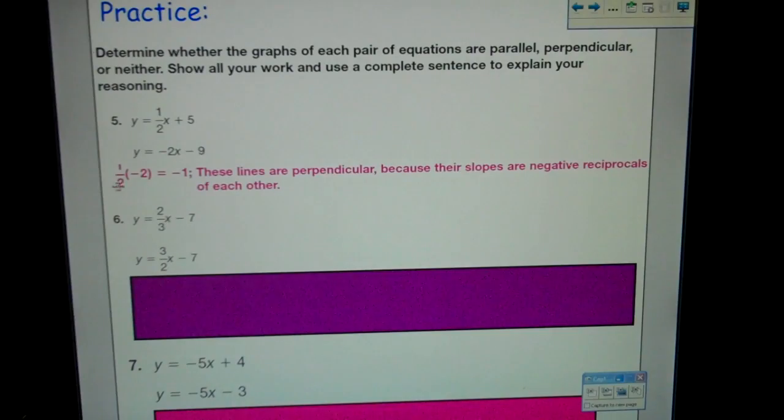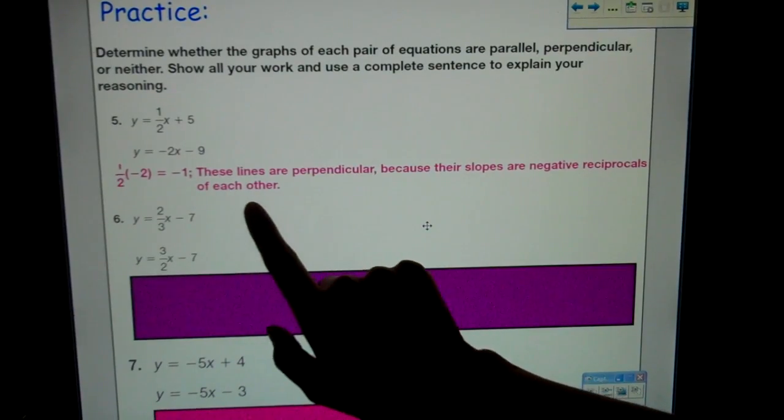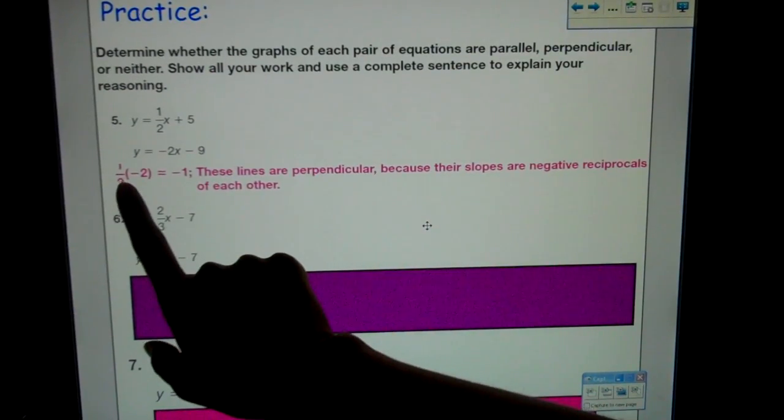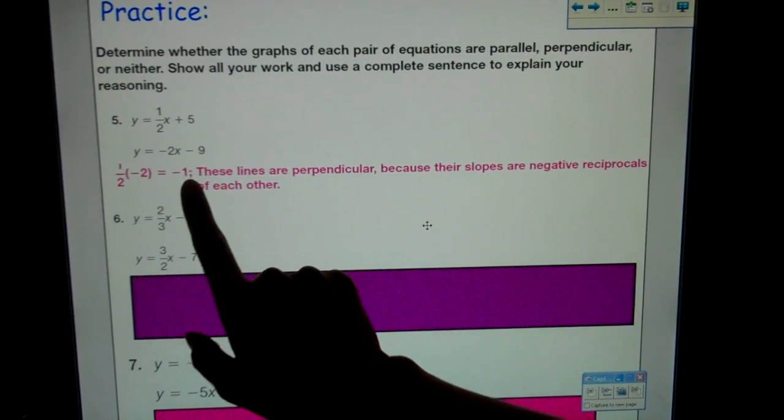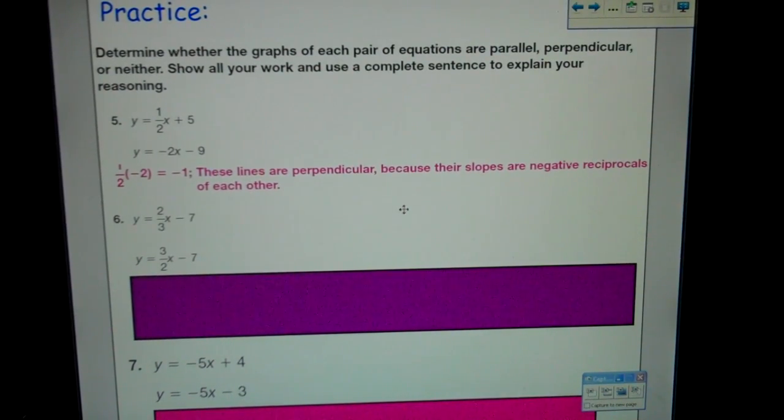Alright, number 5. Yes, these are perpendicular because their slopes are negative reciprocals of each other. Also, look, they multiplied the slopes together and they got -1. That's another way that you can test to prove that they're perpendicular.